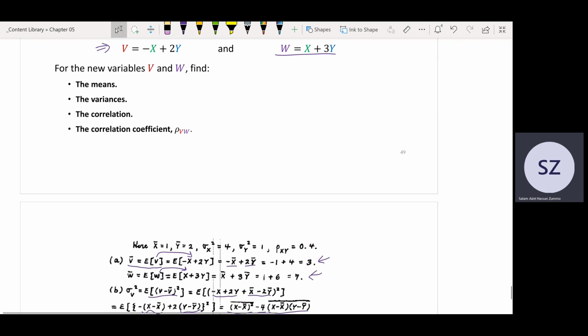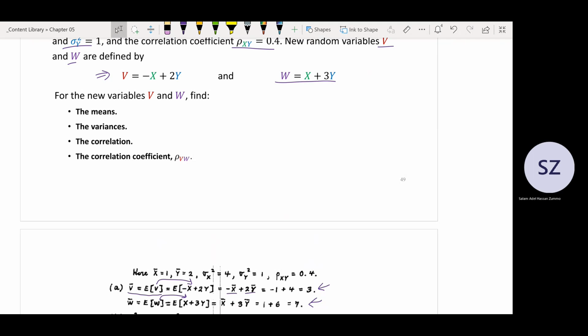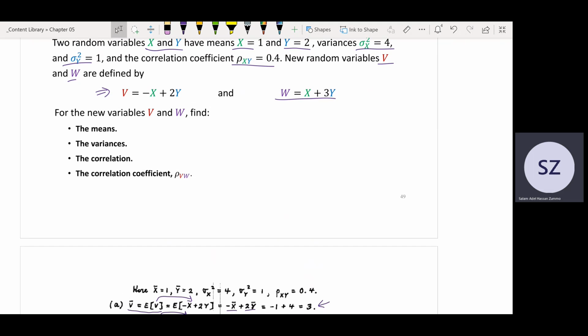Now, how to find the correlation between V and W. So try to find the correlation. What is the definition of correlation? Expected value of V and W. Similarly, start with the definition and then substitute for V and W and simplify. We will do it in the session. Nothing much.